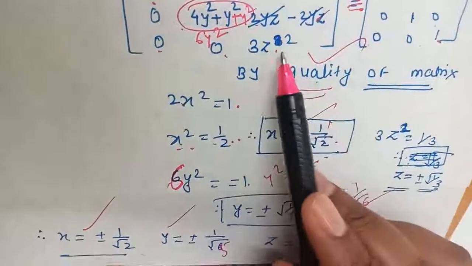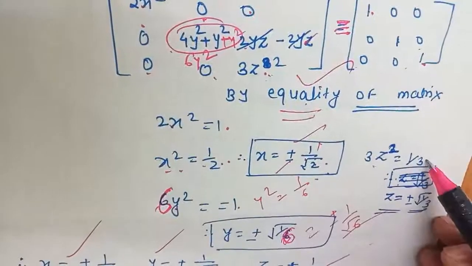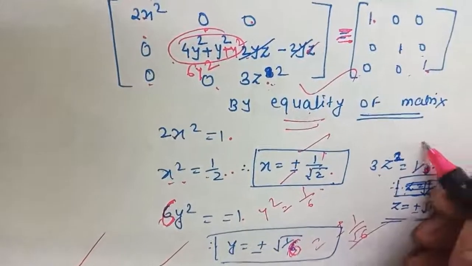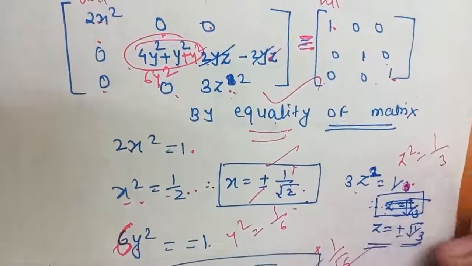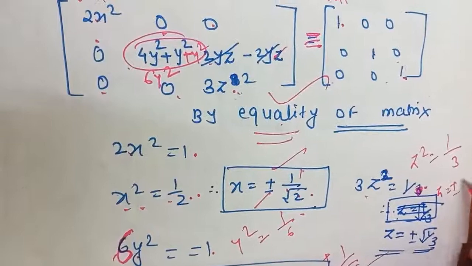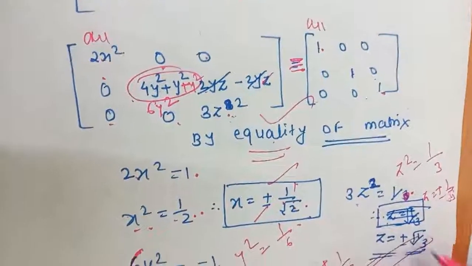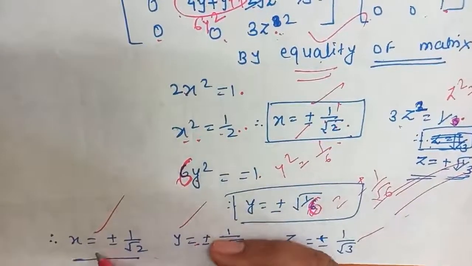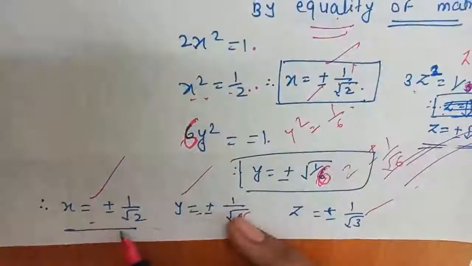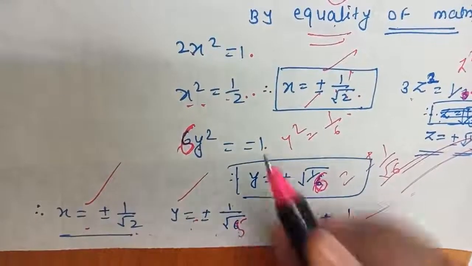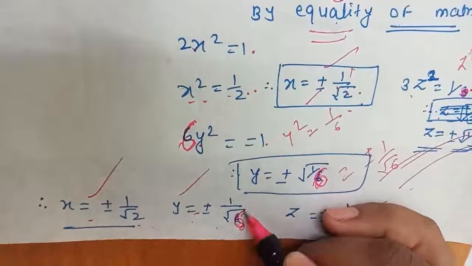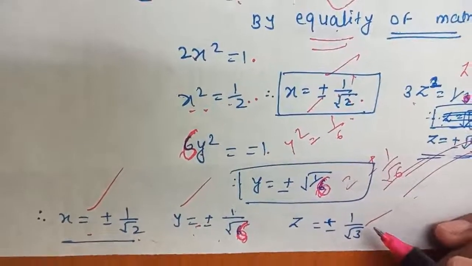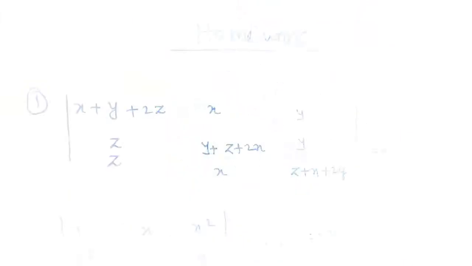Even I can get 3z square is equal to 1. Then z square I will have as 1 by 3. So z is equal to plus or minus 1 upon root of 3. So all the values I got: x is equal to plus or minus 1 by root 2, y is equal to plus or minus 1 upon root 6, and z is equal to plus or minus 1 upon root 3. So this is the way to solve the problems according to the conditions.